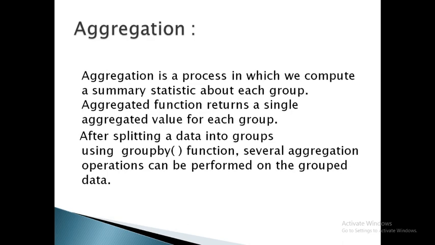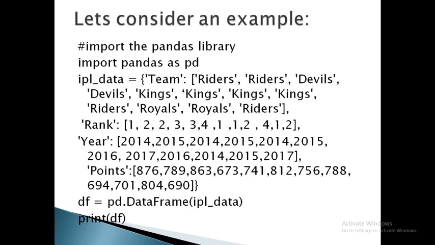What is aggregation? Aggregation is the process in which we compute a summary statistic of each group. Suppose we take a group and we want to apply a function or summary to that defined group. So an aggregate function always returns a single aggregated value for each group. After splitting our data into groups using the GROUPBY function, several aggregation operations can be performed on the grouped data.